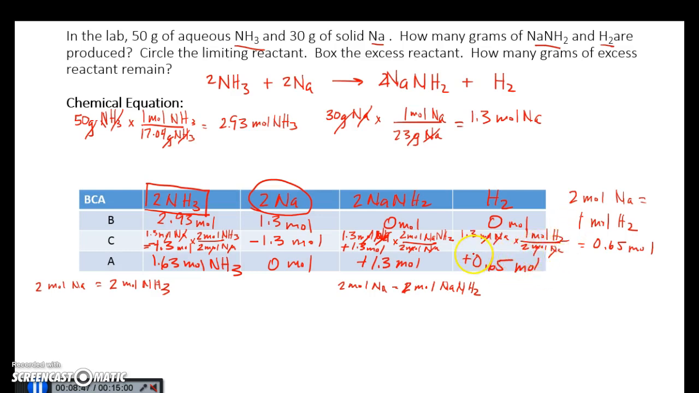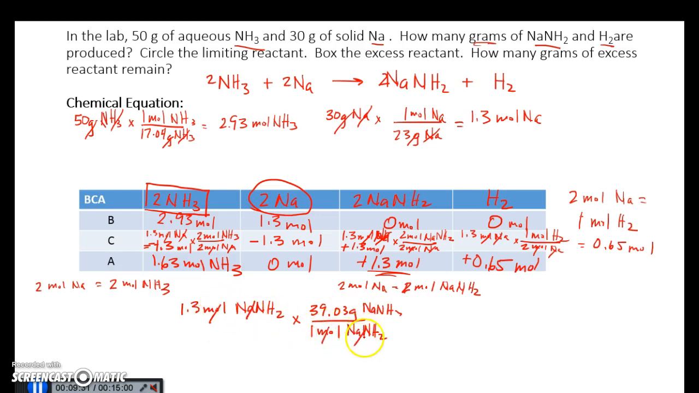Okay, so we're well on our way to finishing off this equation. It does ask me how many grams of excess there are, and how many grams of each product there are. Well, I know that I have 1.3 moles of NaNH2, but I need to convert that into grams. So again, I use my periodic table, and my periodic table tells me that every 1 mole of NaNH2 has a mass of 39.03 grams of NaNH2.